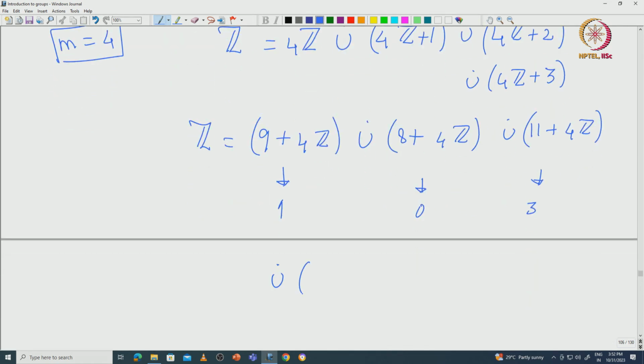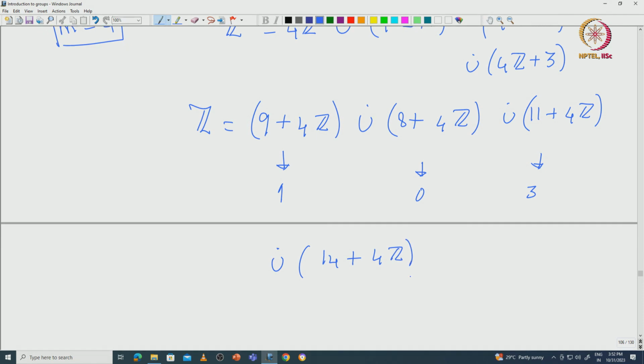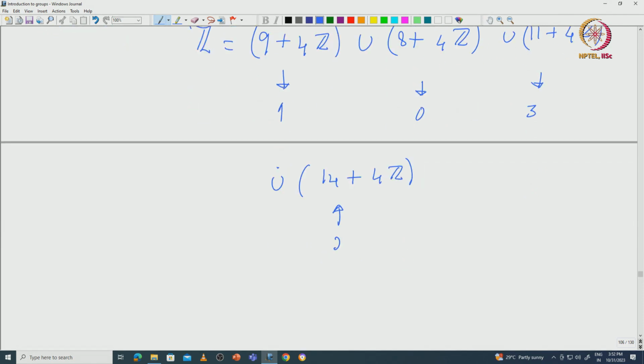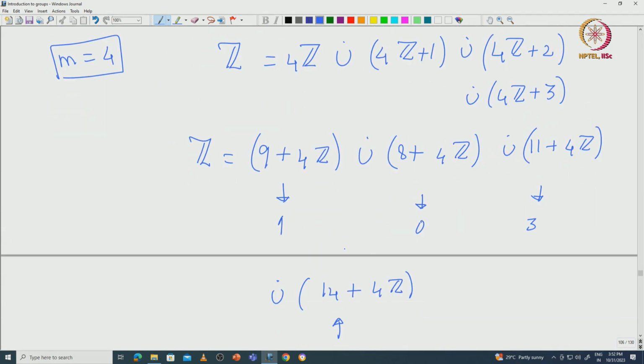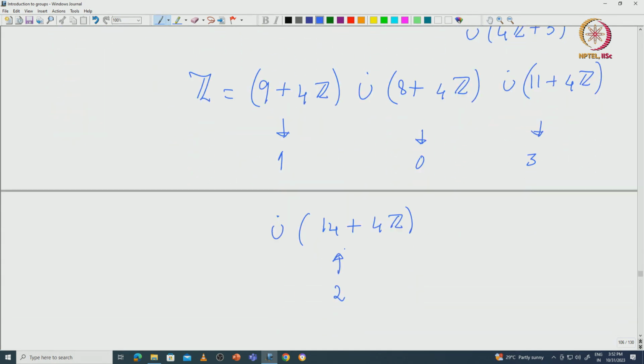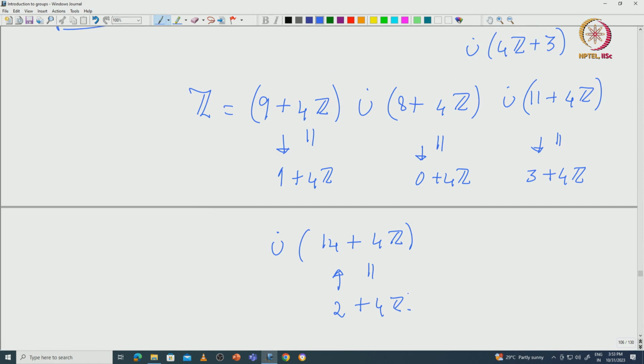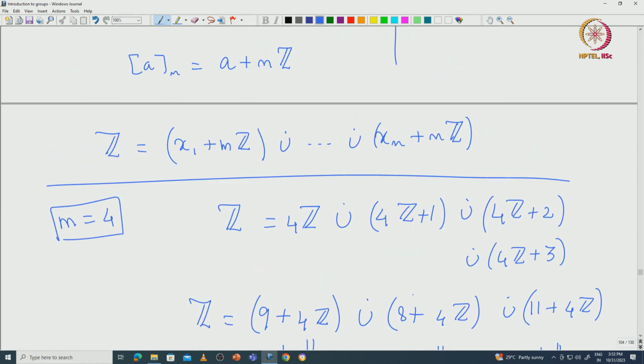So you can take it to be, for example, 14 plus 4Z. 3 times 4 is 12, so this corresponds to 2. So all these residue classes are covered. Basically, this is the same as 1 plus 4Z, this is the same as 4Z, this is the same as 3 plus 4Z, and this is the same as 2 plus 4Z. So we are changing only the representatives; the residue classes stay the same.